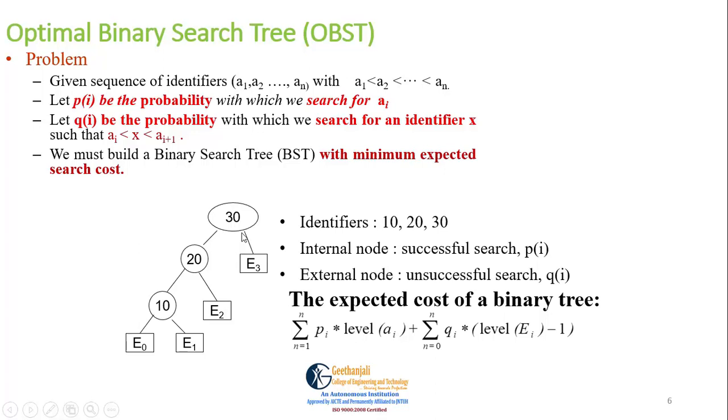So you can observe that the key elements are A1, A2, A3, whereas the virtual nodes are E0, E1, E2, E3. Okay. So one extra will be there, because E0 represents from minus infinity to 9, and 11 to 19 E1 will represent. So the set of values. Similarly E2 and E3. E3 is from 31 to plus infinity. And the number of comparisons depends on the level of this particular one. Okay.